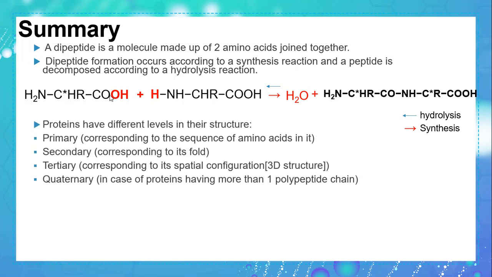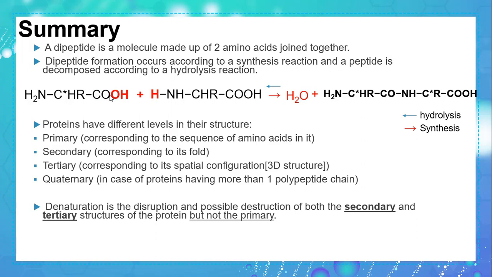Proteins have different levels in their structure. Primary, corresponding to the sequence of amino acids in it. Secondary, corresponding to its fold. Tertiary, corresponding to its spatial configuration, 3D structure. And quaternary, it is the case where proteins have more than one polypeptide chain.